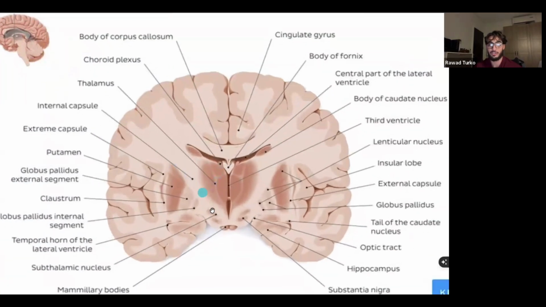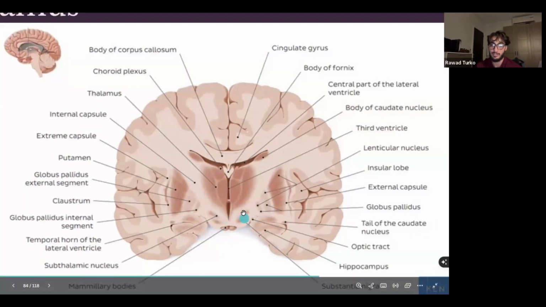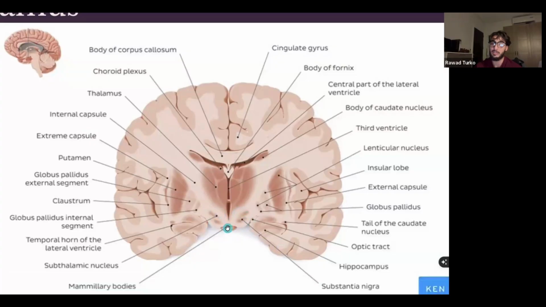Okay, and again, this is the internal capsule. These are parts of the basal ganglia, the globus pallidus externus, the claustrum, the putamen. This is the corpus callosum connecting the two hemispheres together. And these are the mammillary bodies, which are part of your limbic system. Okay, and again, this is the substantia nigra. So this right here would be part of the midbrain. So you see the thalamus is right above that. Okay. All right.